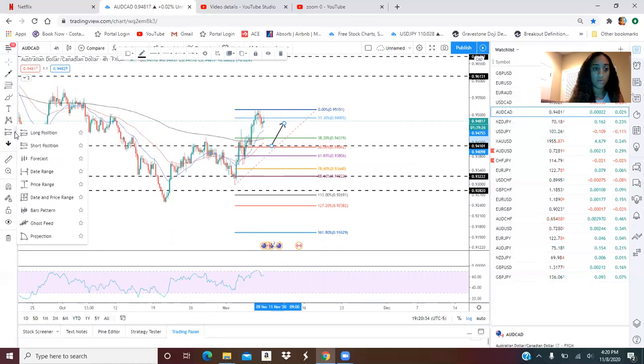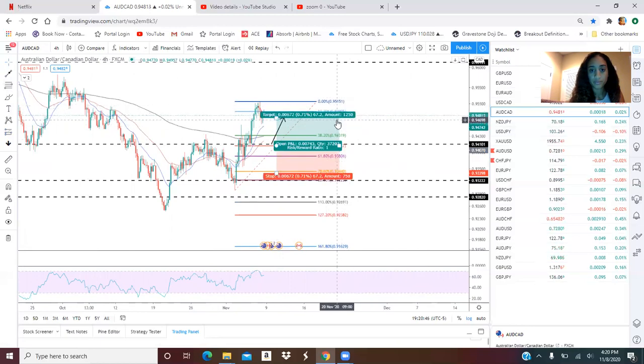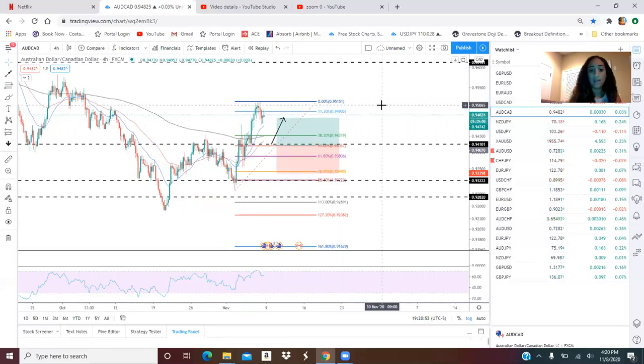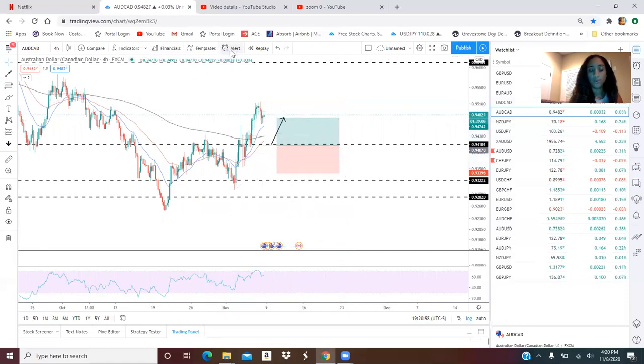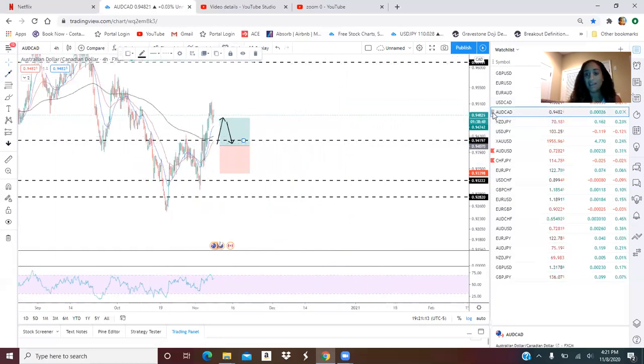That's a 1-to-1. So if you want to do it like that, you can, depending on how comfortable you are with your risk to reward. But this is definitely something I am really going to be looking for price to do. I want it to come back down to this support/resistance level. This is a very interesting level. I like it. It's really sexy to me right here, right now.